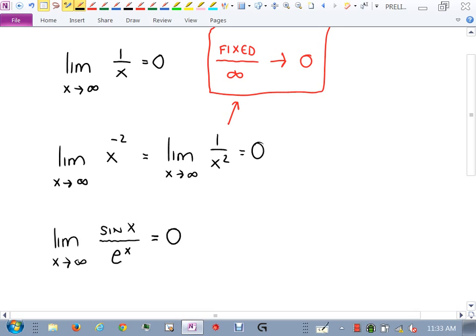Now, the reason why it goes to 0 is similar to the reason why this one goes to 0, except that I can't say fixed, because the top's not really fixed, is it? But we say it's bounded, right? Sine is bounded. Sine is between negative 1 and 1 all the time. Anytime we have a bounded expression over something that's becoming infinite, again, we go to 0.